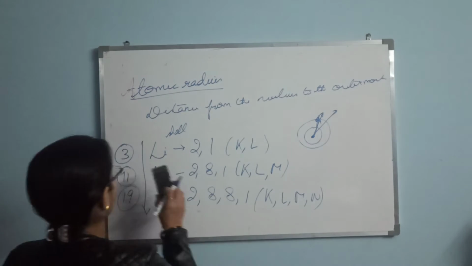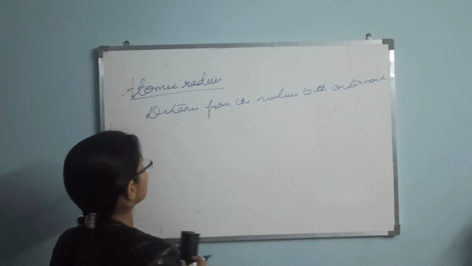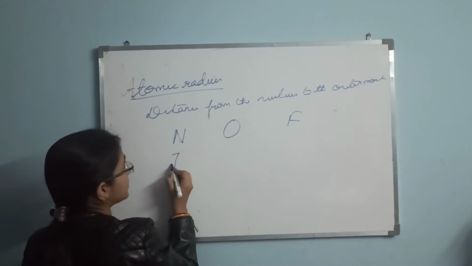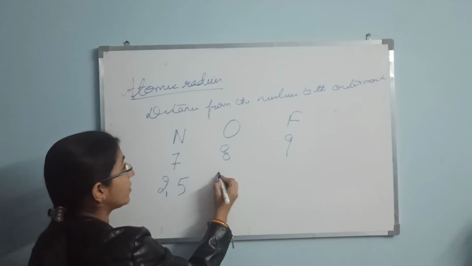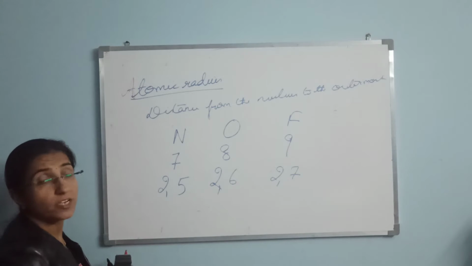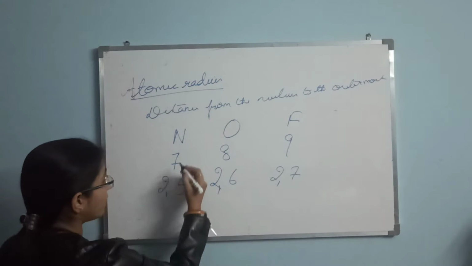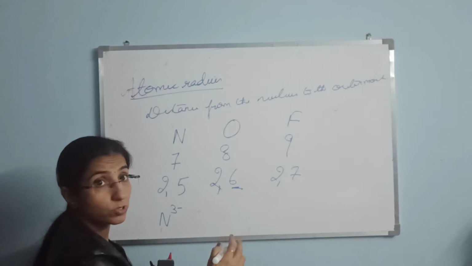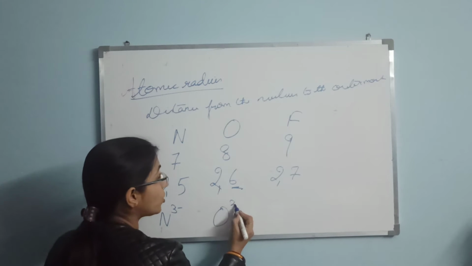Fine. But as we move across the period, suppose I take the 3 examples of nitrogen, oxygen, fluorine, with atomic numbers 7, 8, 9. The electronic configurations are 2,5, 2,6, 2,7. What will be the charge of the nitrogen atom? How many electrons does it need to complete its octet? Obviously, it requires 3 electrons, so after gaining 3 electrons it will become N3 negative. Oxygen needs 2 electrons to complete its stable octet, or you can say to attain the noble gas configuration. It will become O2 negative.